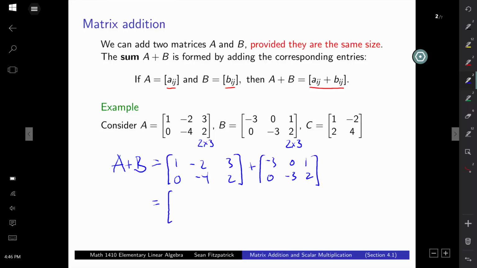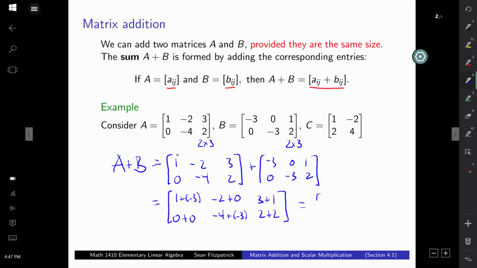And my rule says that the way I define this sum is I simply add the corresponding entries. So 1 plus minus 3, minus 2 plus 0, 3 plus 1, 0 plus 0, minus 4 plus minus 3, 2 plus 2. Okay, so I add the 1, 1 entry. The 1, 1 entry for A is a 1. The 1, 1 entry for B is a minus 3, and adding those together gives me the 1, 1 entry for A plus B. Similarly, the 1, 2 entry for A is minus 2, the 1, 2 entry for B is a 0. Adding them together gives me the 1, 2 entry for the sum, and so on.